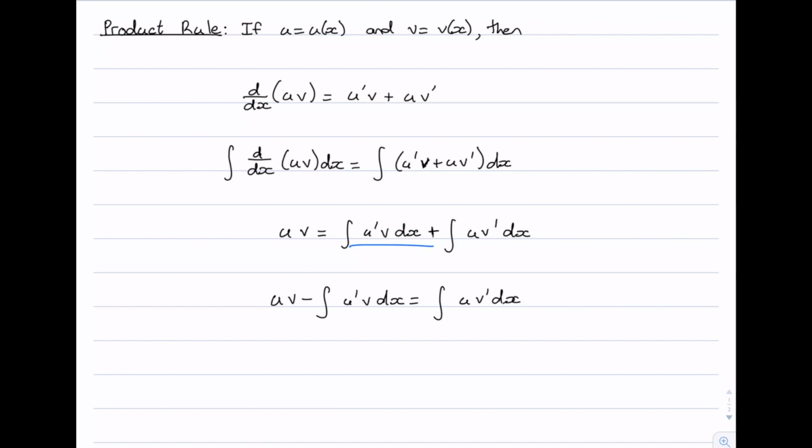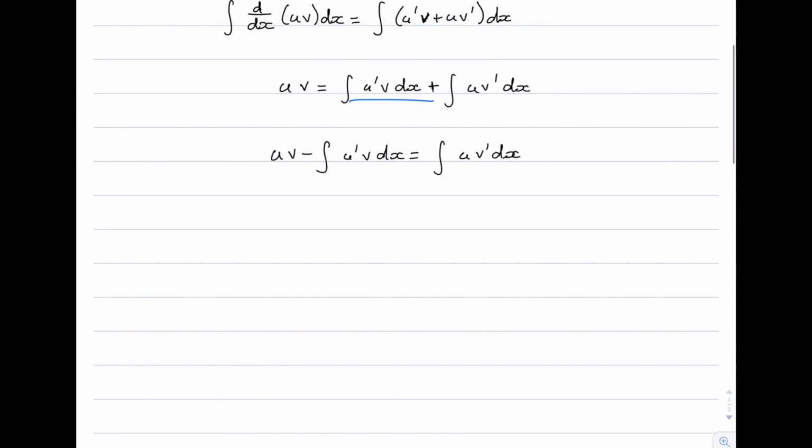Now this is actually my formula for integration by parts. Okay, I'm going to rewrite it just a little bit differently. Firstly, I'm going to write the right-hand side on the left-hand side. So I'm going to write the integral of u v dash dx. That's equal to uv minus the integral of u dash v dx.